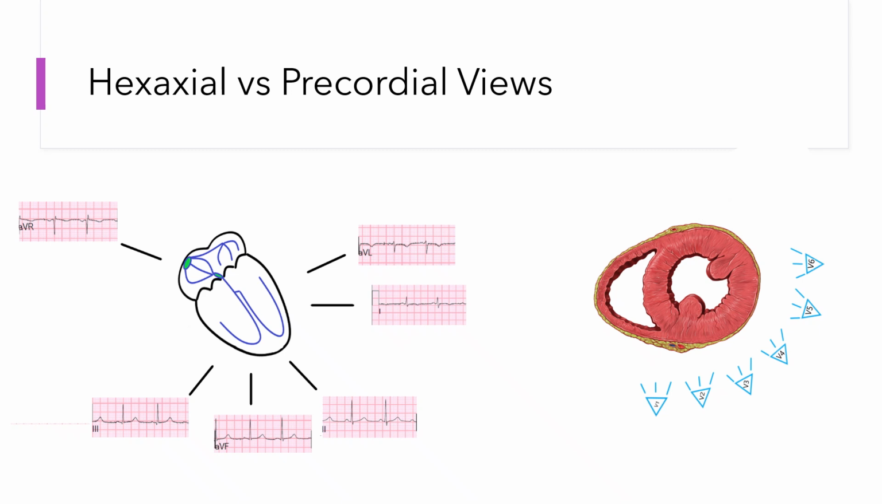From V1 to V6, I've got it displayed on your screen so that you can understand. This is going to come back up and is super important when we start talking about identifying a localized injury pattern and then identifying those reciprocal changes. If you don't know where those leads are looking at on the heart, that's going to make everything a lot more complicated. So this is definitely something to commit to memory.